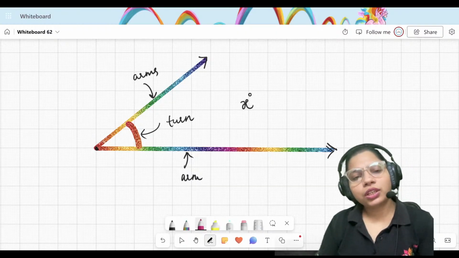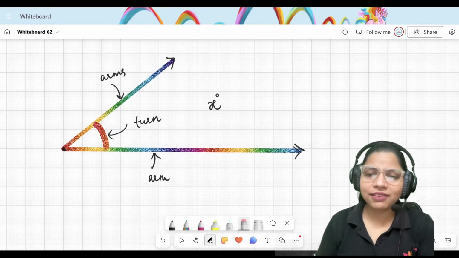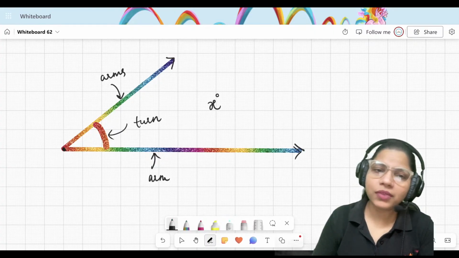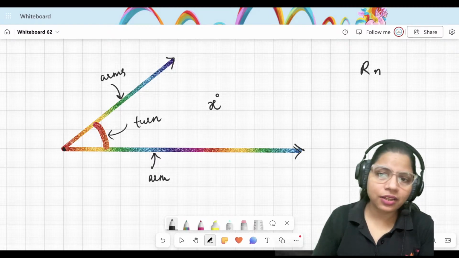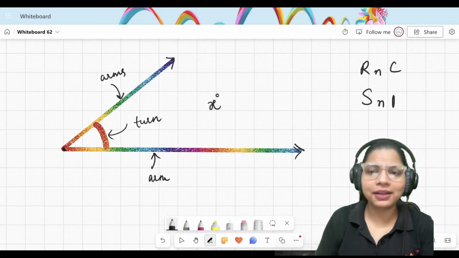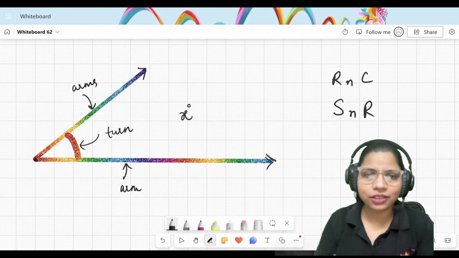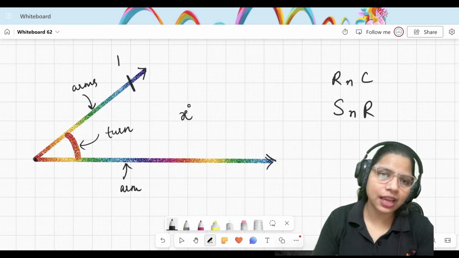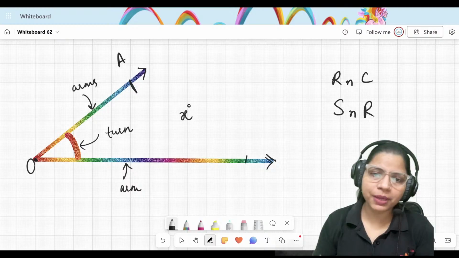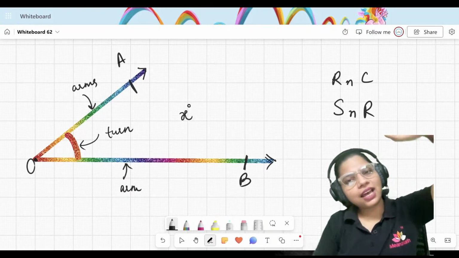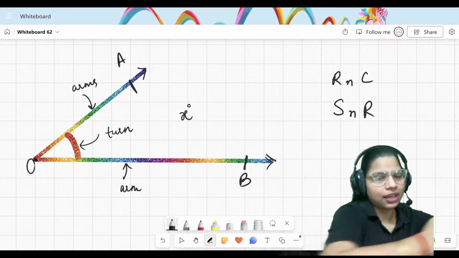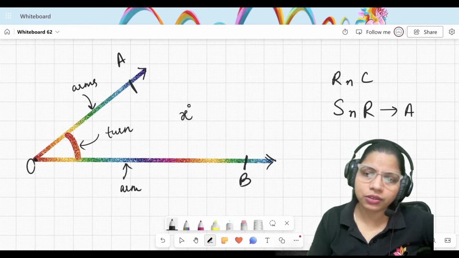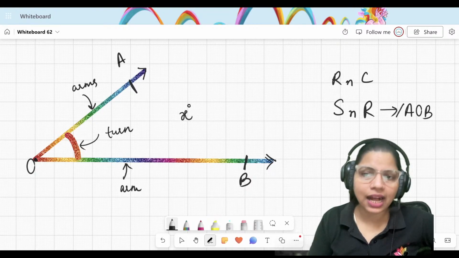For kids, if I have to teach the same thing, I use a code. The code is SNR, slide and run. From this point, say for example, this is A, that's O, and this is B. We first sit on A, slide down to O, and then run towards B. So this is angle AOB.